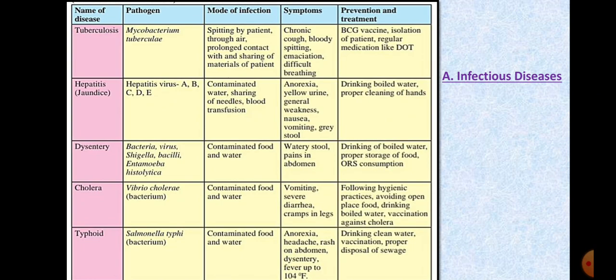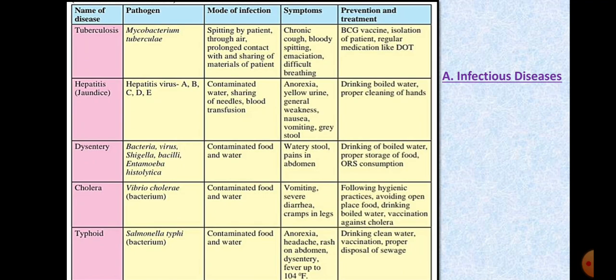So all these diseases which spread through contaminated food and water, they have an adverse effect on our alimentary canal. Thus, the symptoms are almost the same: vomiting, diarrhea, and due to weakness there may be cramps in the legs. And the preventive treatment is same, that boiled water should be drunk, proper hygiene should be maintained, open food should be avoided, vaccination can be taken against cholera.